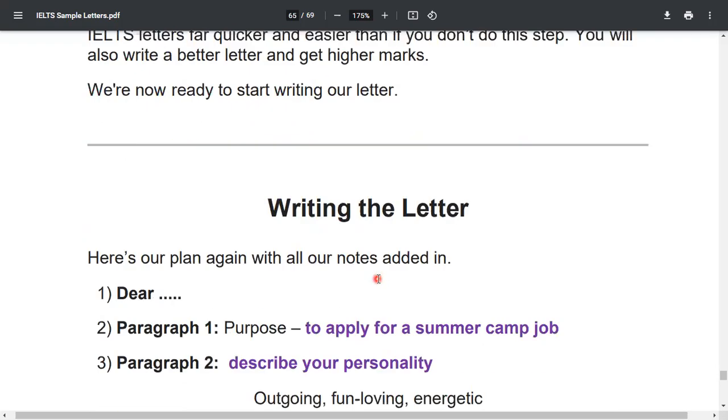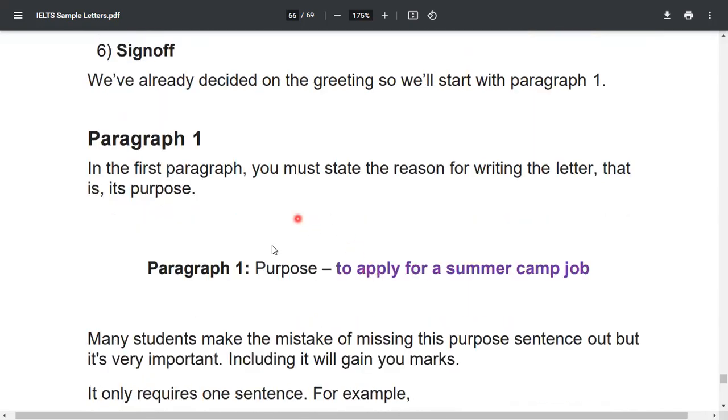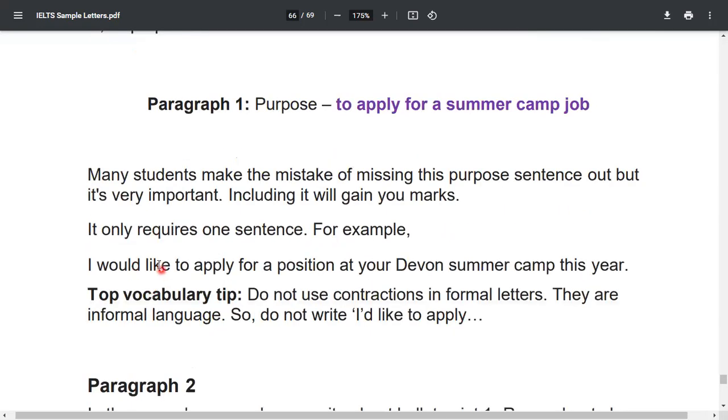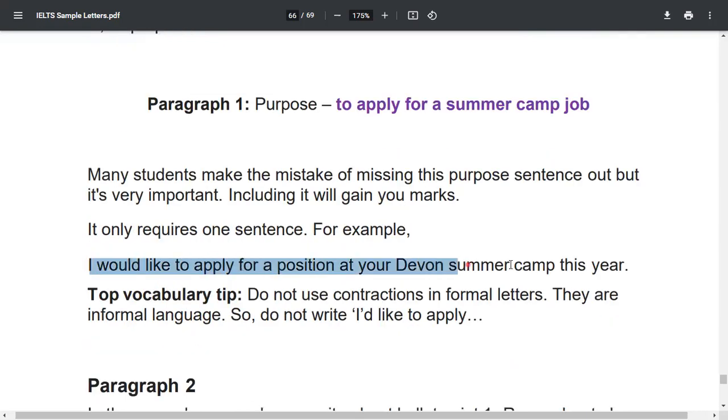Now let's jump to the first sentence of the letter, which is the purpose sentence. Let's read it together. I would like to apply for a position at your Devon summer camp this year. I just made up the name of the camp, Devon summer camp. You can make up things, by the way.